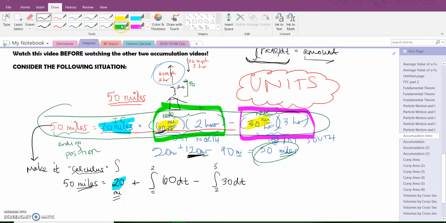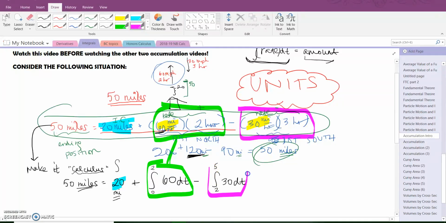Let's check our units, because again, units are the most important thing we're going to be doing today. So these correlate and these correlate. Alrighty, so 60 is in miles per hour. dt represents the infinitesimally small time, which is in hours. Those cancel to give me miles. So I have miles, miles, and 30 miles an hour times dt is in hours, miles. So we end up with miles. And that will work. So this statement in calculus is right here.